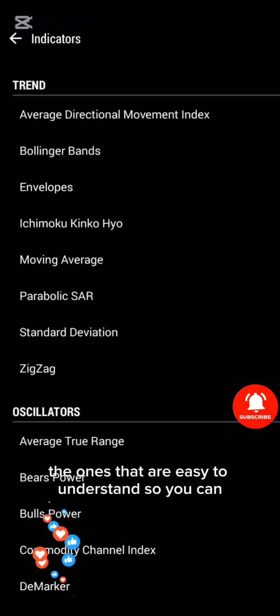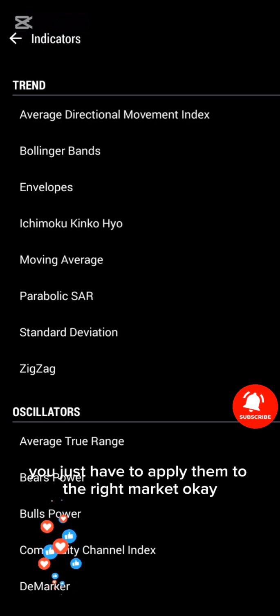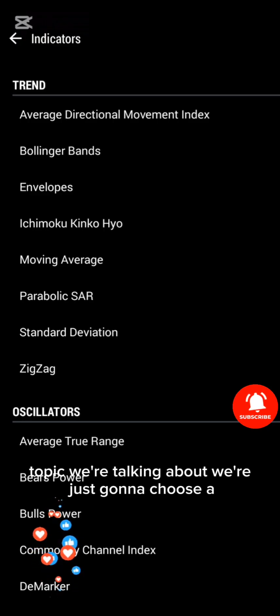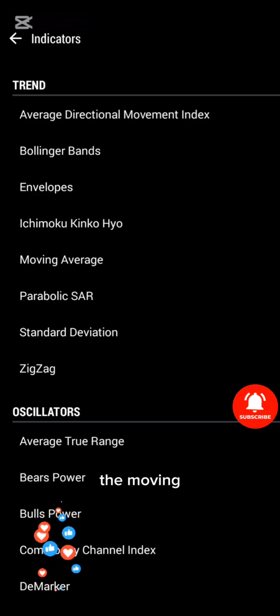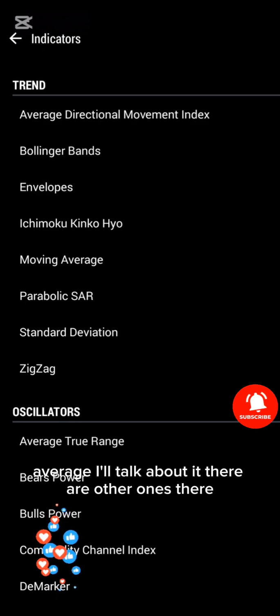So they are all easy to understand. You just have to apply them to the right market. Okay, so in this topic we're talking about, we're just going to choose the moving average. Let's just choose a moving average. But before we choose the moving average, I'll talk about it.